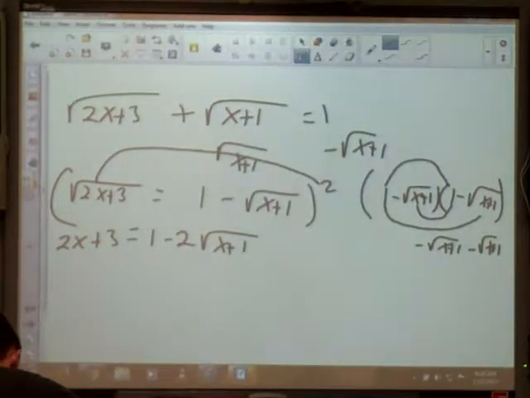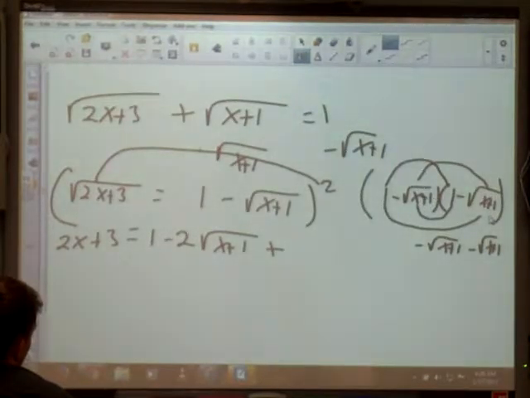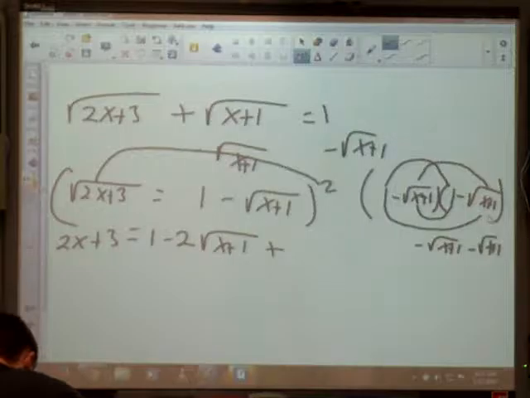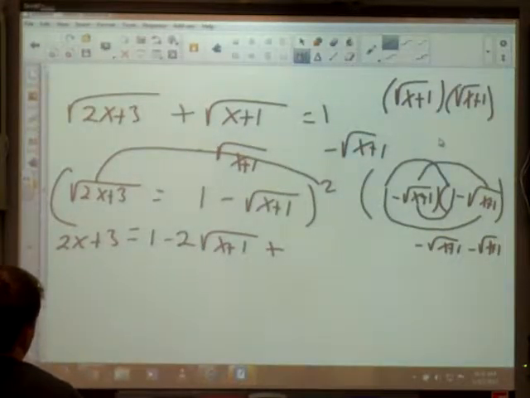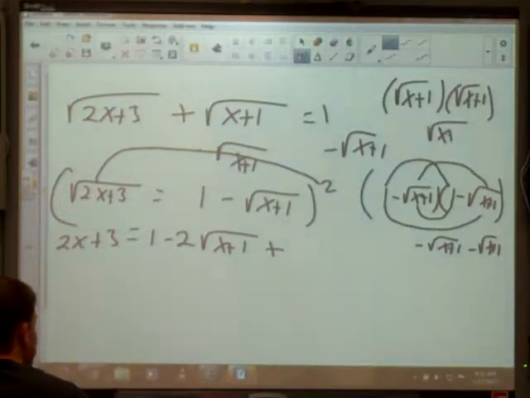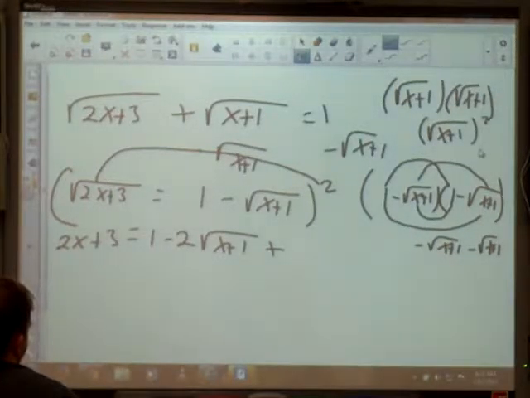Now my last, I got a negative times a negative, so that's a positive: square root of x plus 1 times the square root of x plus 1. If I have the square root of x plus 1 times the square root of x plus 1, isn't that the same as the square root of x plus 1 squared? So the square and the square root cancel out, and I'm just going to have x plus 1 left over there.